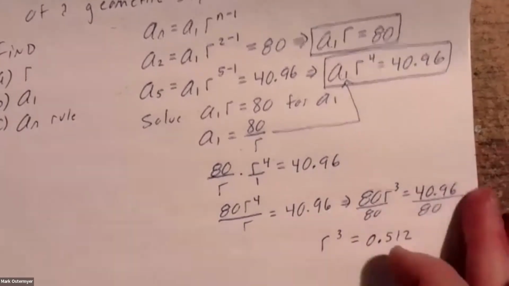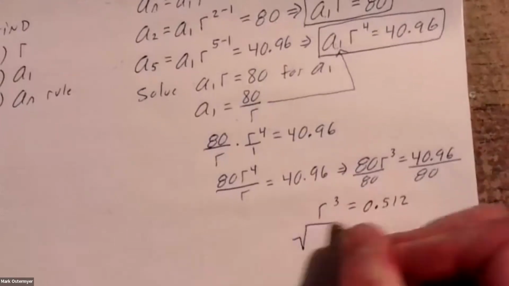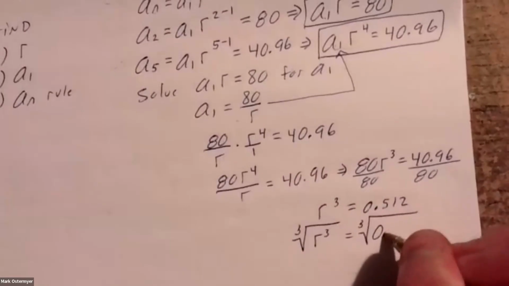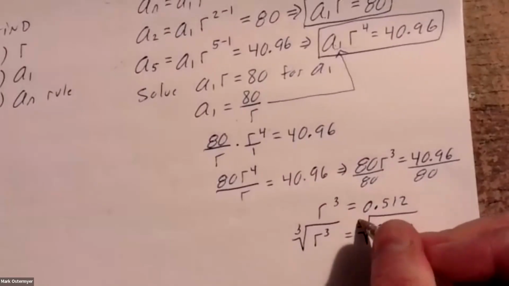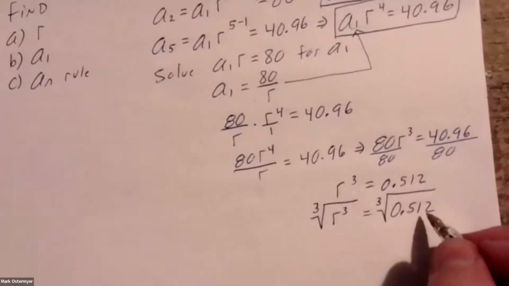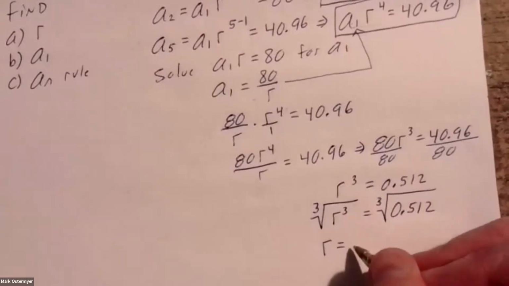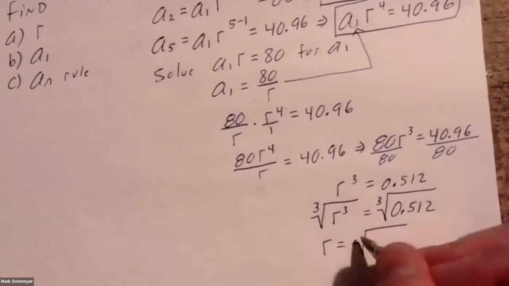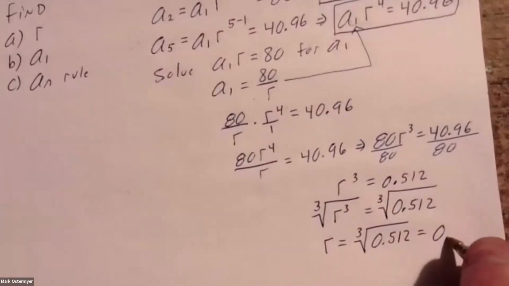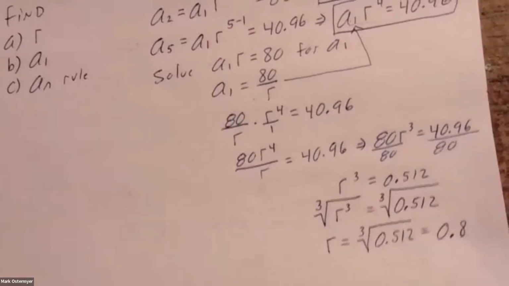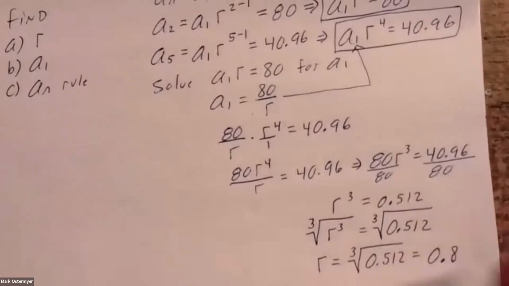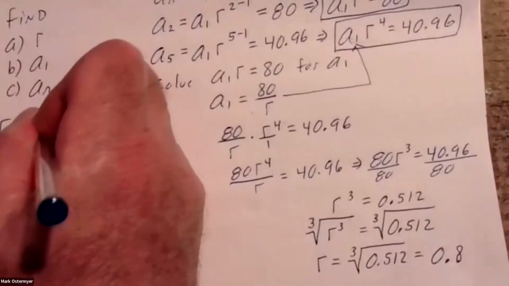Now I'm going to take the cubed root of both sides of this equation to solve for r. So I take the cubed root of the left and the cubed root of the right. On your TI-84 calculator in the math number menu, you do have a cubed root at your disposal. And so the cubed root of 512 thousandths is going to give me 0.8 or 8 tenths. So now we know our common ratio is 8 tenths. So we found r to be 0.8.